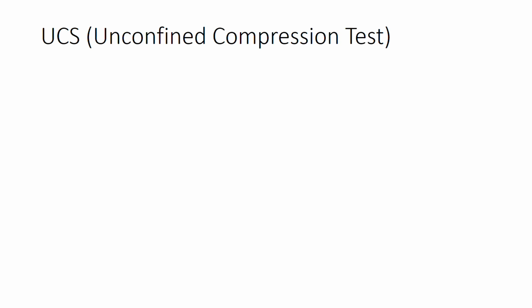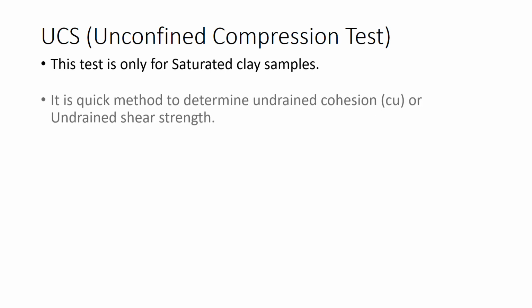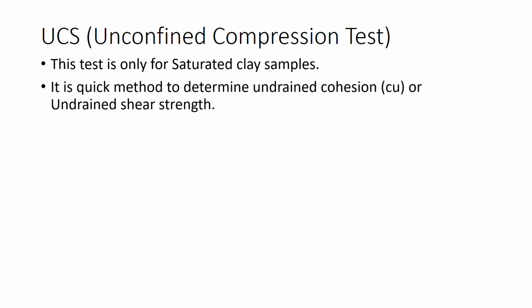It is basically related to the unconfined compression test. This test is most commonly conducted on clay type materials. It is a quick test used to determine the undrained shear strength and undrained cohesion. Undrained means that, due to the quickness of the test, the water inside the sample does not have time to drain out.